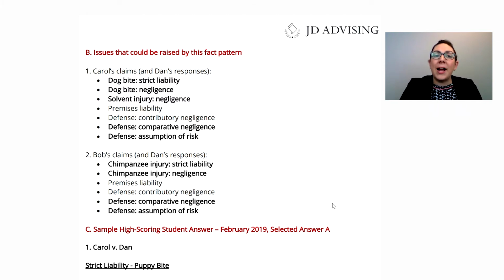Bob's claims arising out of that chimpanzee injury could be strict liability or negligence or premises liability. And then again, Dan would likely raise the same defenses, but it would be important to analyze them twice because the analysis could be different for Bob than it was for Carol. So we've identified all of these potential issues that could be addressed by this pretty short fact pattern. So there's a lot to address here.